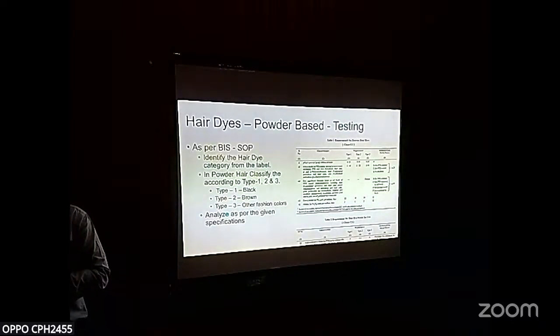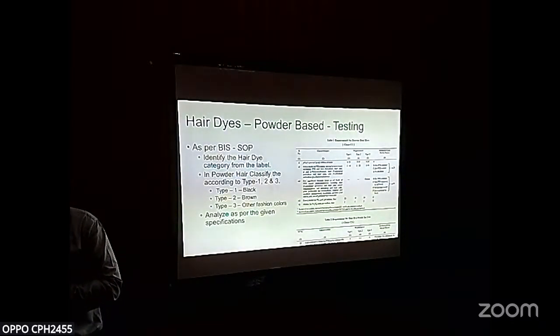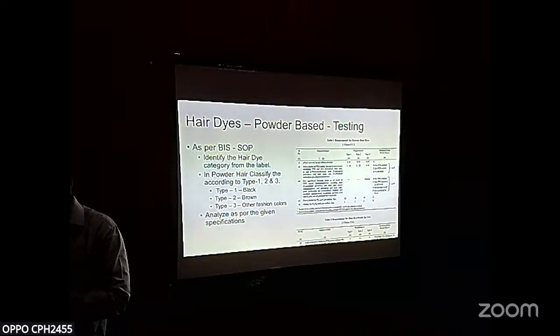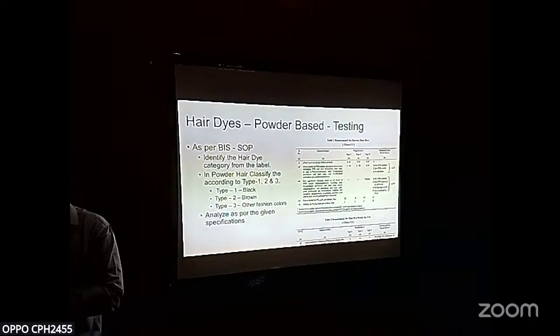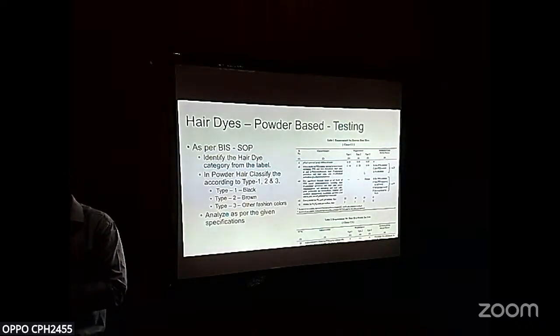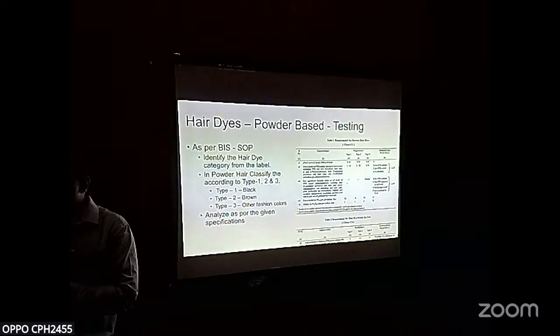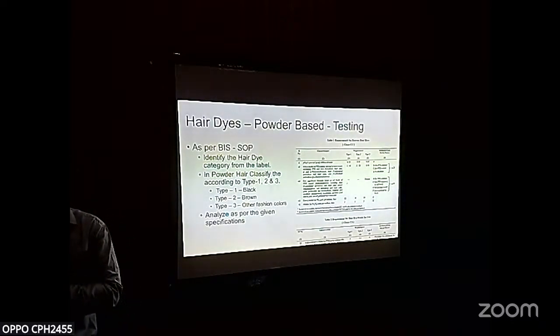Now, if you talk specifically of the BIS, there are three types of hair dyes. One is the black, brown, and other fashionable colors. So I've taken the exact extract from this. PPD, paraphenylenediamine, is a very critical content of a dye, and we need to see what should be the content of it for type 1, type 2, and type 3. See, these are on the physical context. So whether this much amount of dye gets into the hair shaft to give the desired color is another aspect which there is no testing to identify.